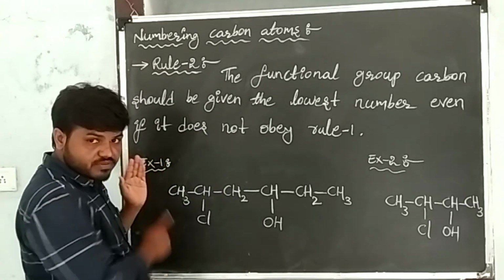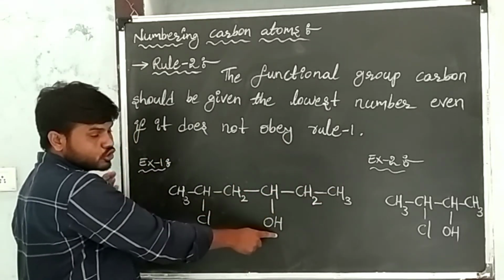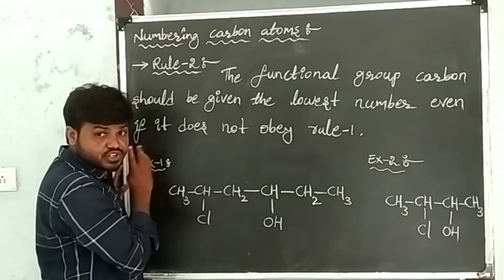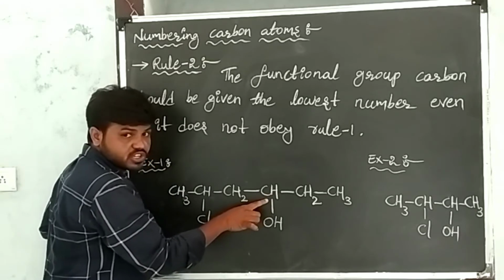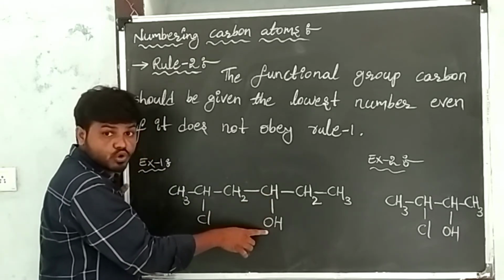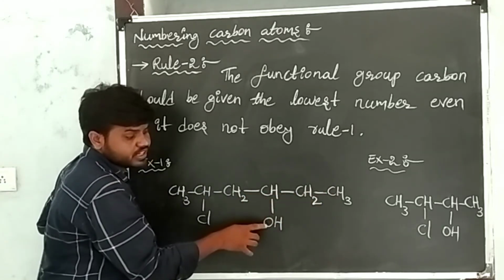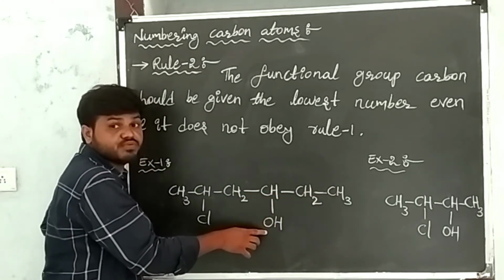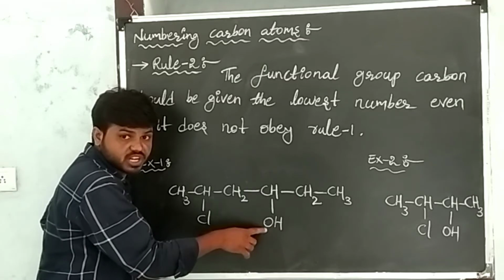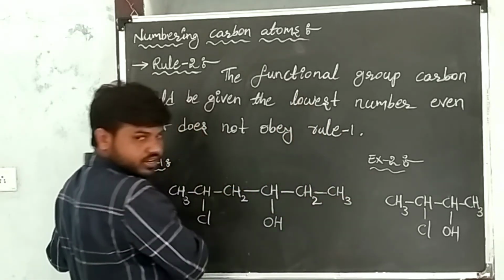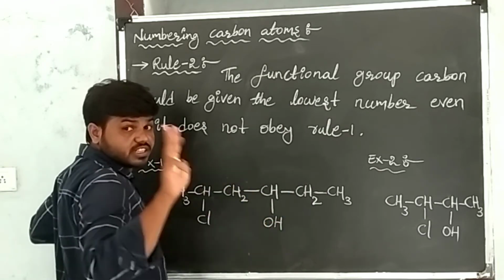When you start from left to right, this functional group gets the 4th position. See, first carbon, second, third, fourth, fifth, sixth. The position of the alcohol is 4th. Fine. When you start from right to left, this alcohol gets the 3rd position.